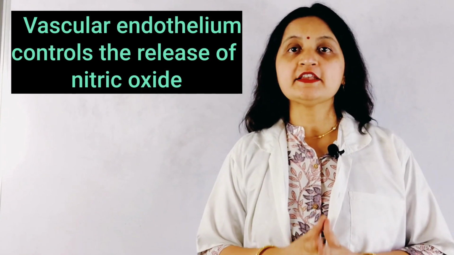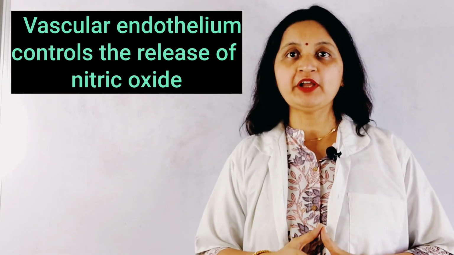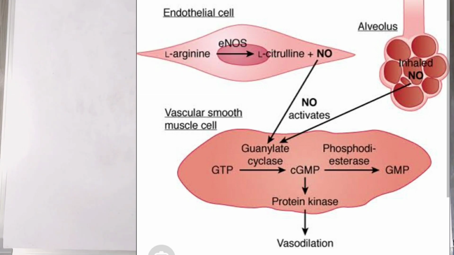The next is the vascular endothelium, which regulates the release of nitric oxide. Nitric oxide is synthesized in the vascular endothelial cells and diffuses into the smooth muscle. In presence of guanylate cyclase, it increases the cyclic GMP formation, which causes vasodilatation and relaxation of vascular smooth muscles.